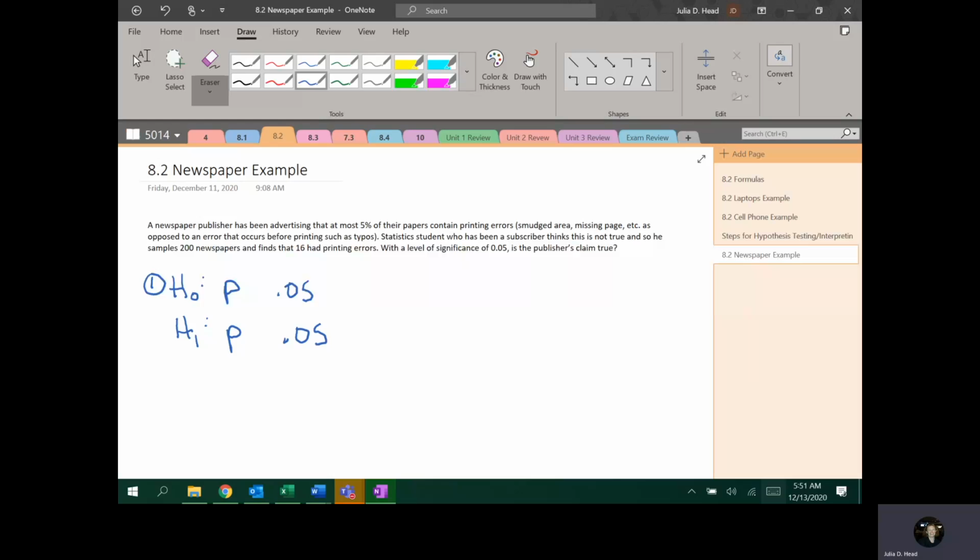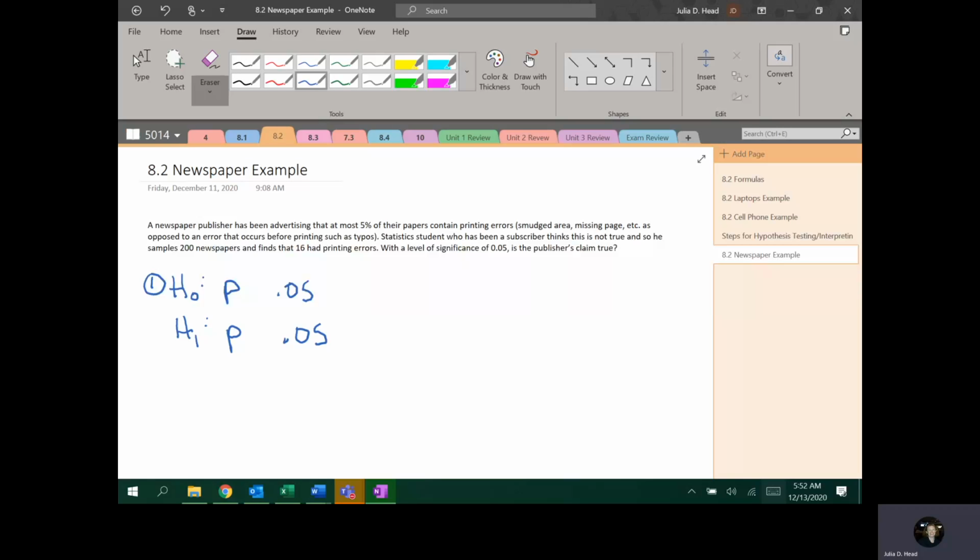And then how are you testing it? Sometimes these exist, sometimes they don't. Look for inequality phrases: less than, at least, at most, greater than. Sometimes those will not exist, and we'll see examples of that later on. But in this case, the number that is against the 5% is at most.